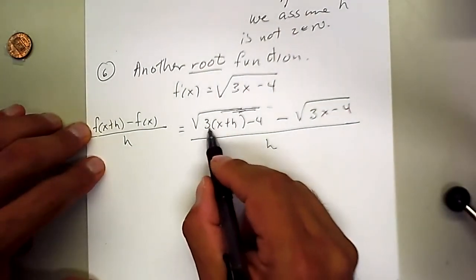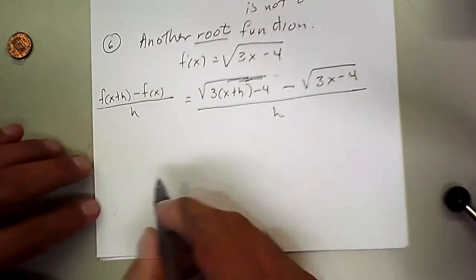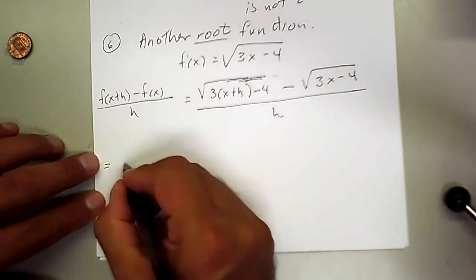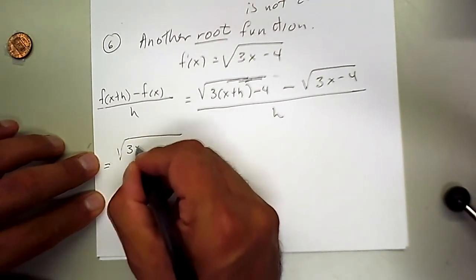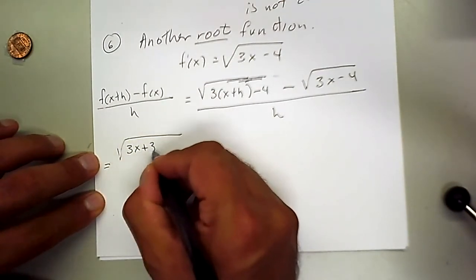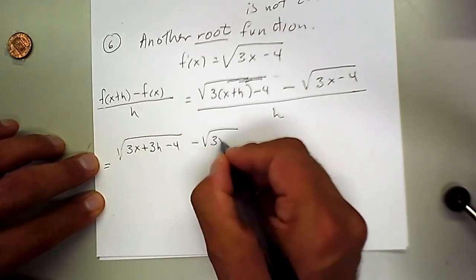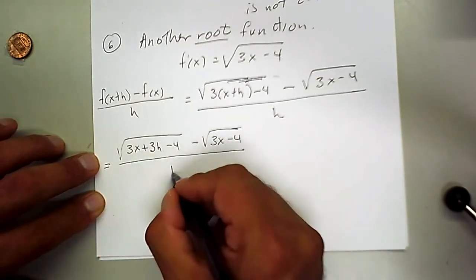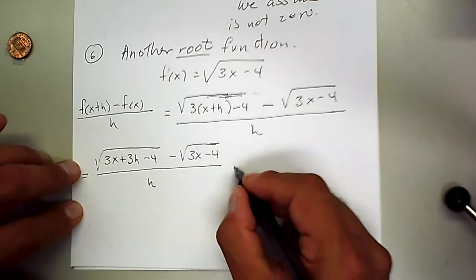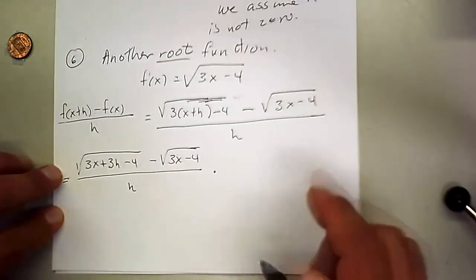Let's distribute the 3, rather, into the x and the h. So we're going to have square root of 3x plus 3h minus 4, minus the square root of 3x minus 4, all of that over h. And now we're going to multiply by the conjugate of this on the numerator and denominator.